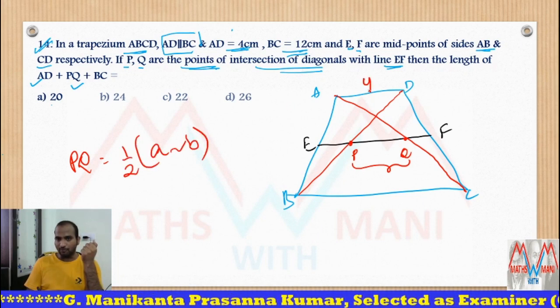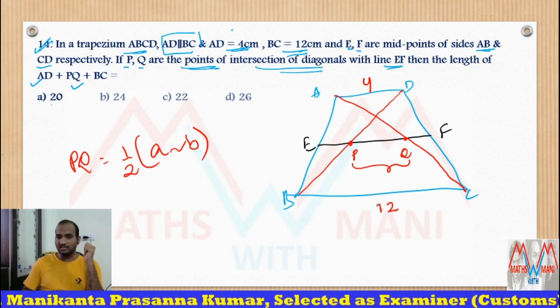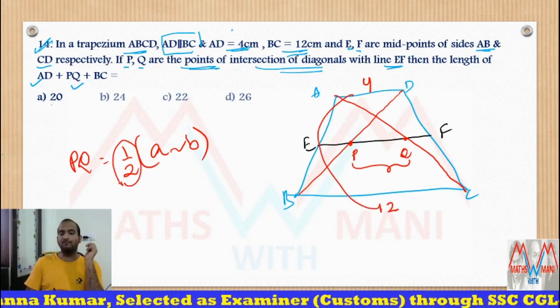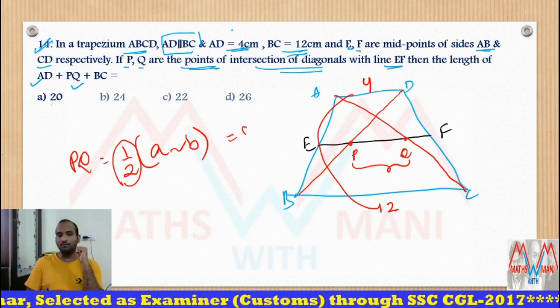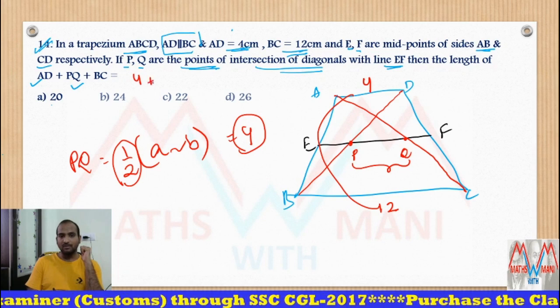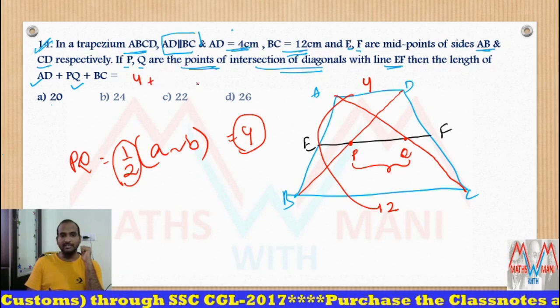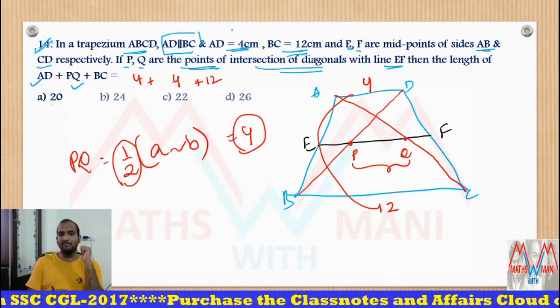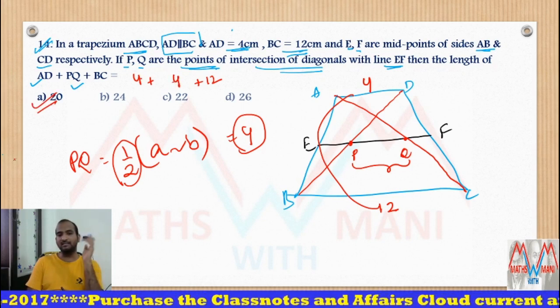So AD is 4 and BC is 12. The difference between these two is 12 minus 4, 8. But you have to find the half of that, 8 by 2 means 4. So AD is 4, BC is 12 and PQ is 4. 4 plus 4, 8. 8 plus 12, that is 20.